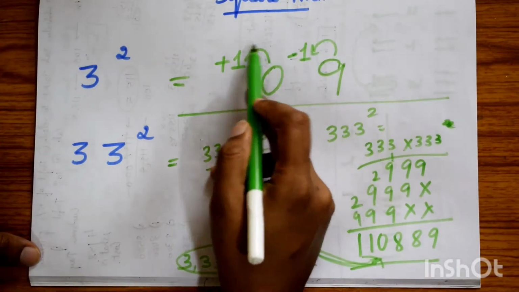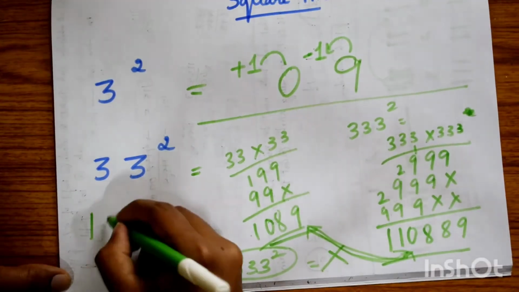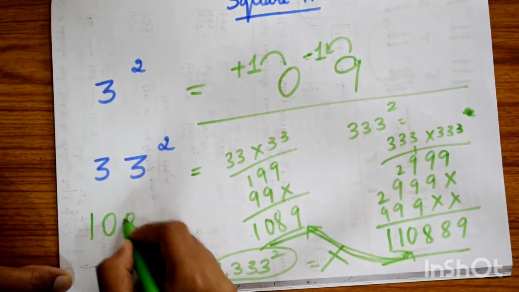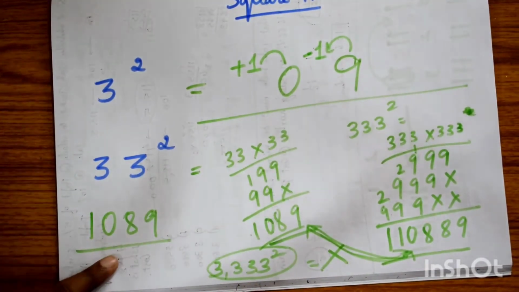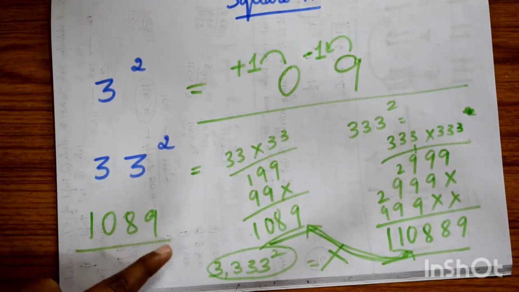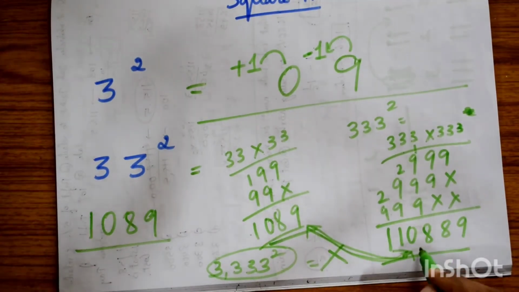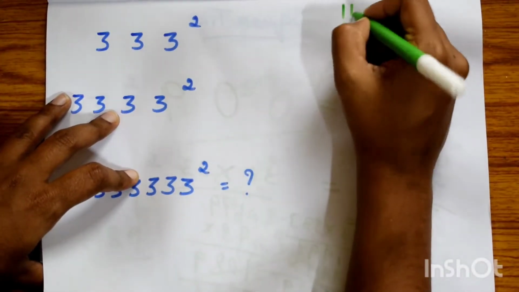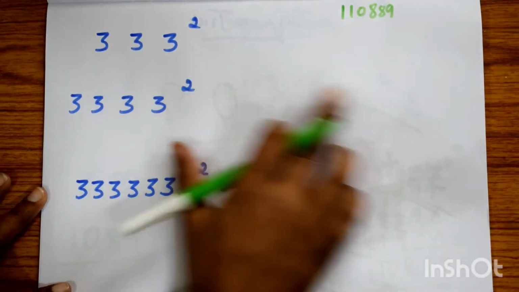Plus 1, 0 plus 1 is 1. That we have to write first. Okay, 0. And 9 minus 1 is 8. And we have to write 9 as it is, and we will get the answer 1089. It's correct, right? Yes. Here we got 110889 for 333 square, right?